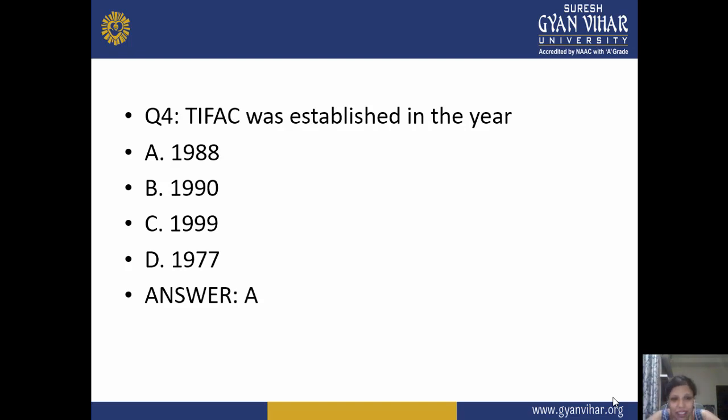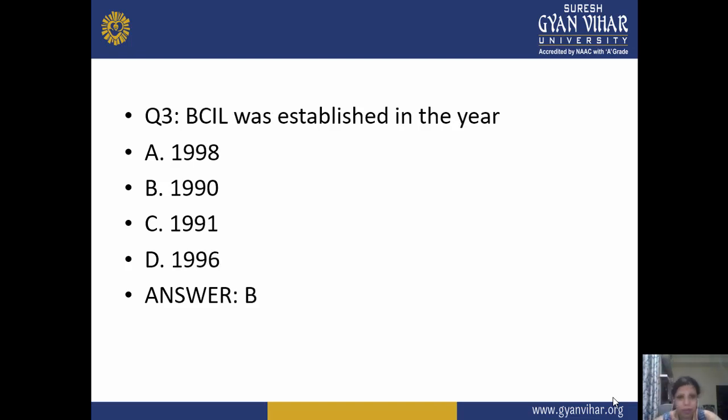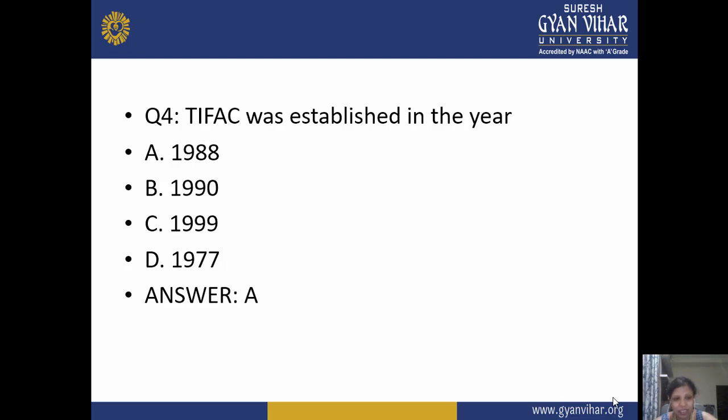Next, TFAC was established in the year. The year is also something you should remember. TFAC was established in 1988, 1990, 1999 or 1977? We discussed just now that BCIL was developed in 1990. So TFAC was developed in 1988. APTCC in 1977 we have discussed, right? So the answer is 1988 for TFAC. Along with the full forms you should also remember the head office as well as the year of establishment.